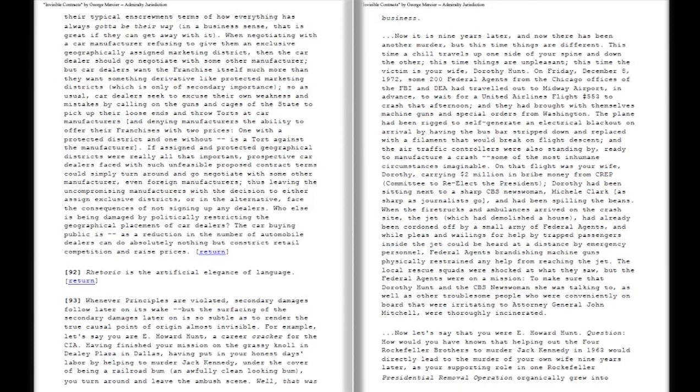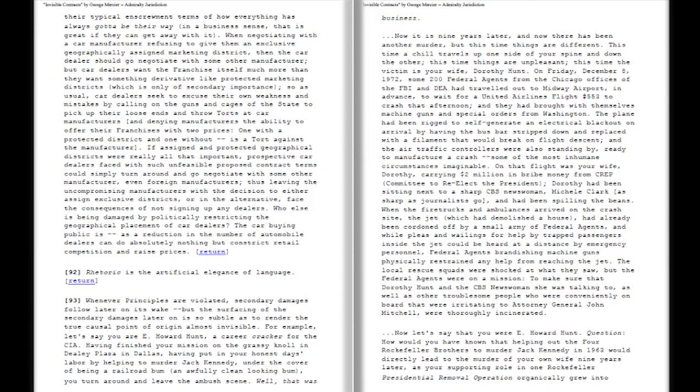On that flight was your wife, Dorothy, carrying $2 million in bribe money from CREEP, the Committee to Re-elect the President. Dorothy had been sitting next to a sharp CBS newswoman, Michelle Clark, as sharp as journalists go, and had been spilling the beans. When the fire trucks and ambulances arrived on the crash site, the jet, which had demolished the house, had already been cordoned off by a small army of federal agents, and while pleas and wailings for help by trapped passengers inside the jet could be heard at a distance by emergency personnel, federal agents brandishing machine guns physically restrained any help from reaching the jet.